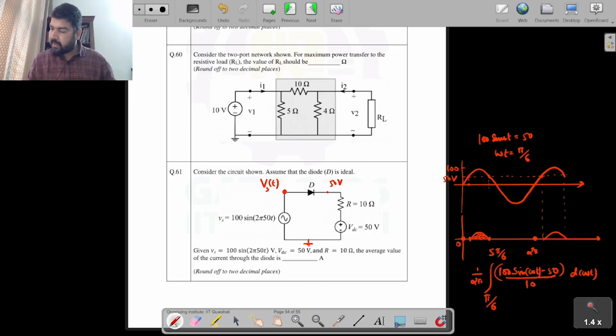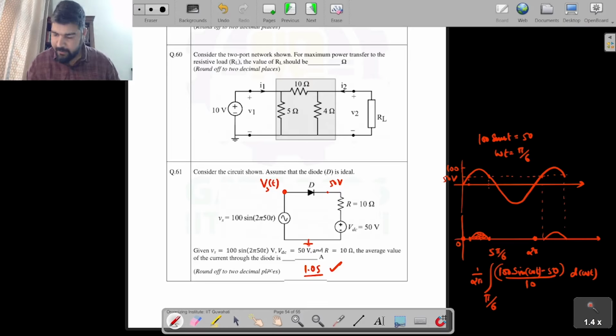Now what is the average value? If you can calculate this, I think you will get the answer 1.04 or maybe 1.05. Please check which answer you are getting. I think it is around this value, so you can calculate it yourself. It's very easy peasy.